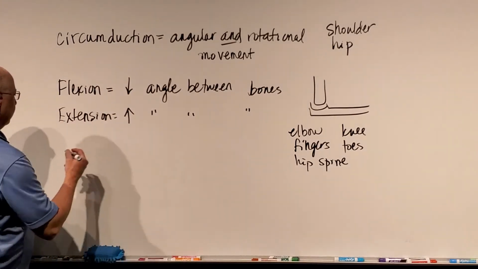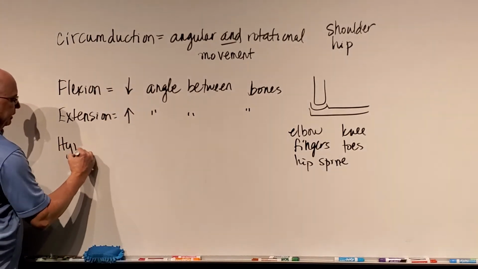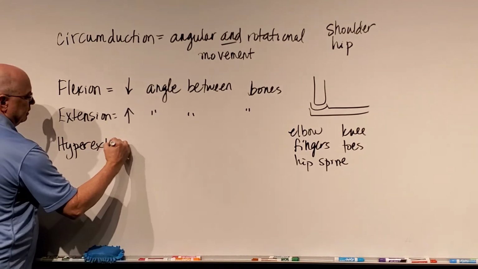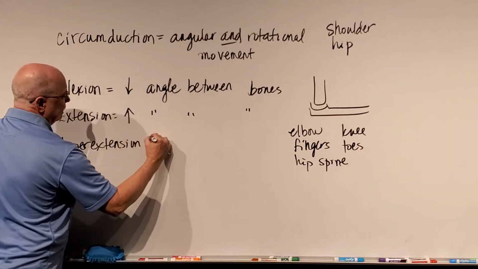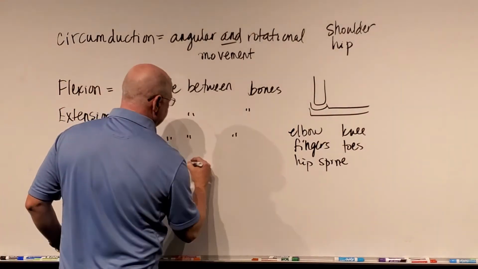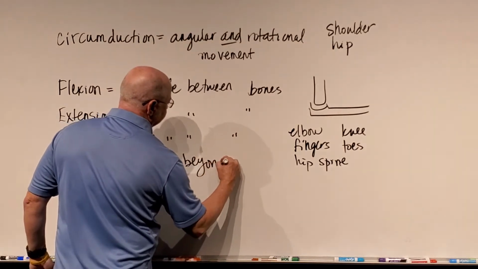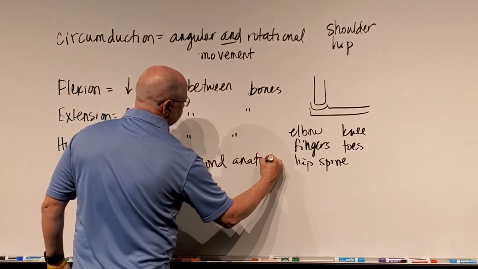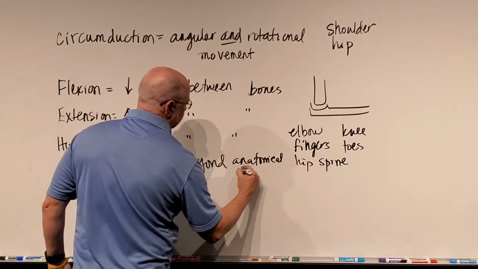Now there's one that's related to extension called hyperextension. Hyperextension is when we increase the angle between bones beyond anatomical position.